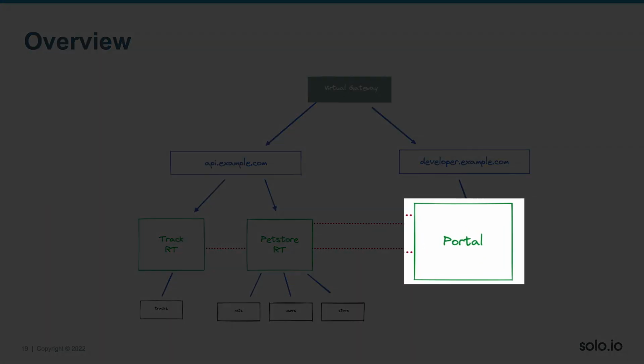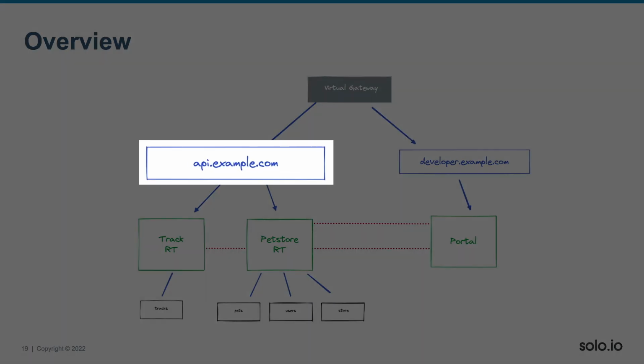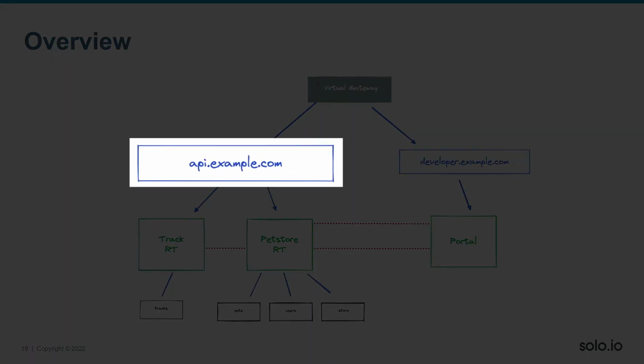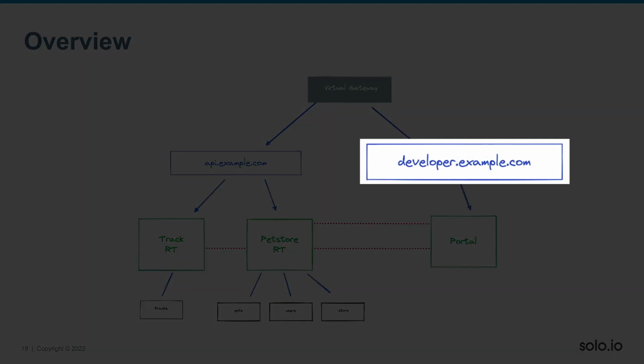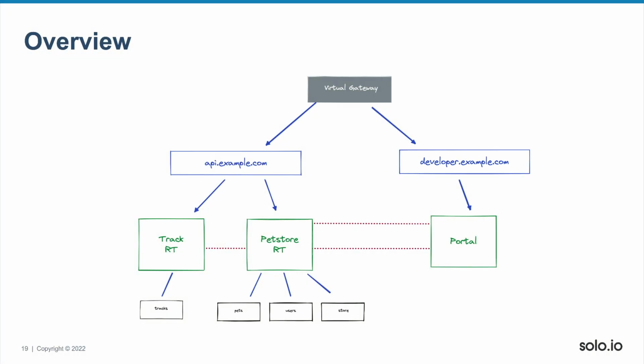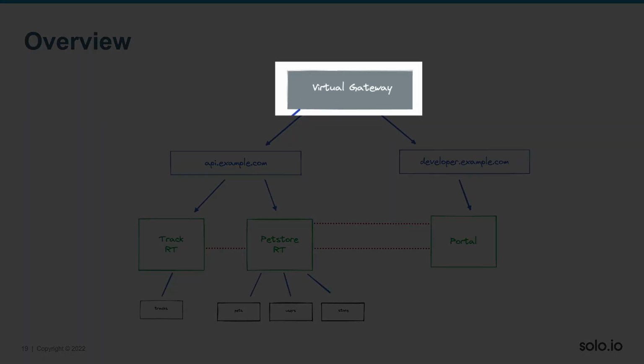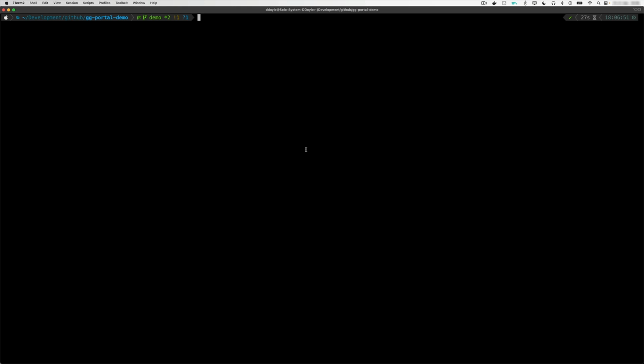The portal defines the Gloo Portal, being the developer portal that hosts our API product definitions and in which we can apply API policies like security and rate limiting, and where API keys can be generated to grant access to our APIs. The api.example.com route table routes traffic from the api.example.com domain to our services. The developer.example.com route table routes traffic from the developer.example.com domain to the developer portal. And the virtual gateway exposes our routes to the outside world. Let's walk through our demo.